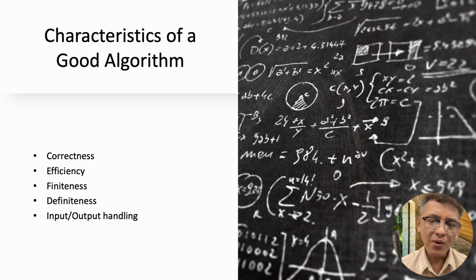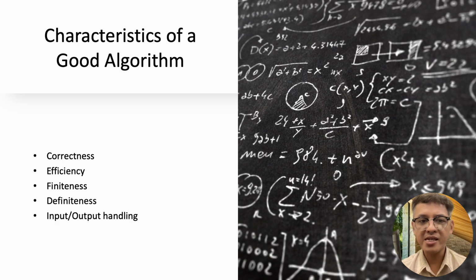Now, not all algorithms are created equal. A good algorithm must satisfy several characteristics. First is correctness. It should always give the right answer. If your algorithm to find the largest number fails when the largest number is at the end of the list, then it is not correct. Second is efficiency. It should run in a reasonable time and use minimal resources.